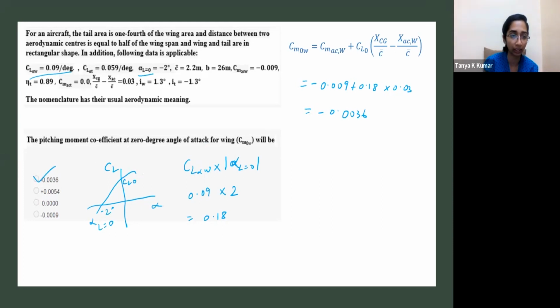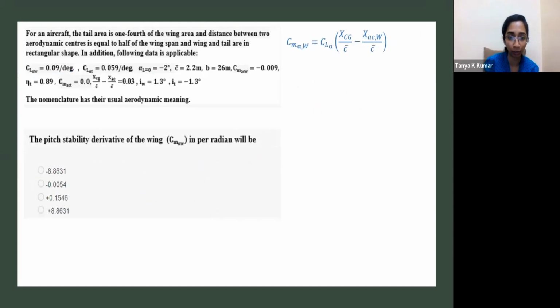Next question. The pitch stability derivative of the wing, that is Cm alpha wing in per radian, will be. So the equation, the contribution of the wing towards the slope is given there. Again, we have all of these quantities. CL alpha of the wing, that's 0.09, and 0.03. That would be 0.0027, and this would be in per degree.